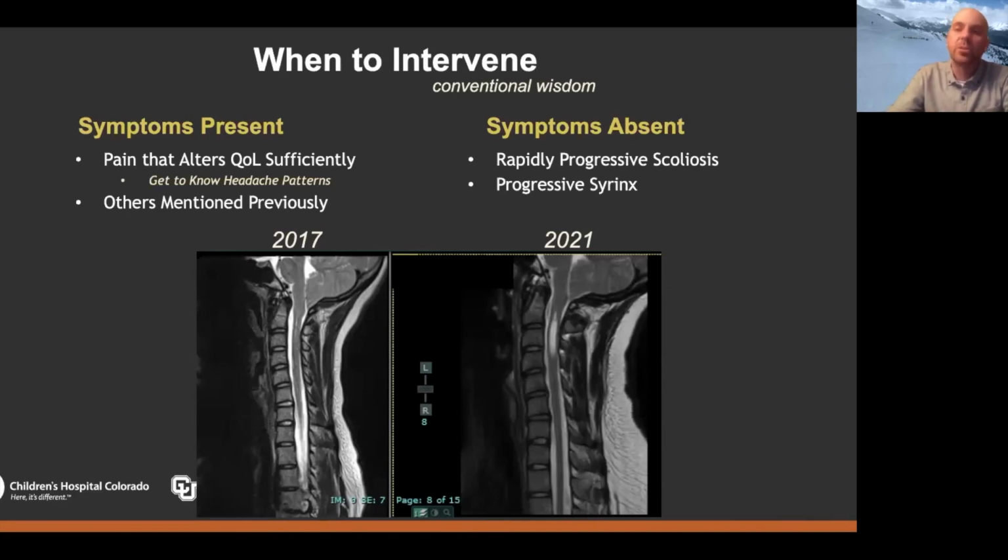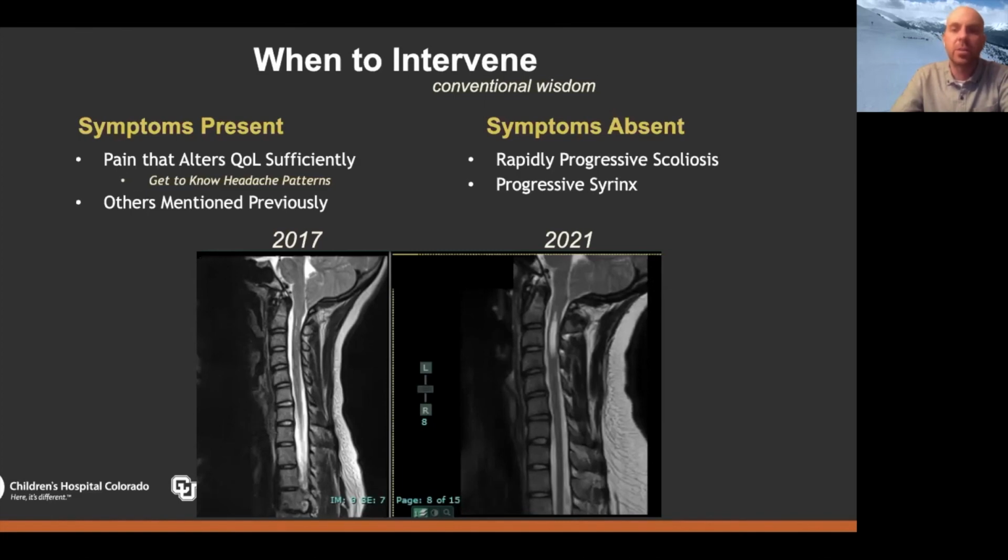Then you have a group of patients who don't have symptoms, and there are still some who benefit from having surgery. So a patient who may have a progressive, albeit asymptomatic, scoliosis, that's somebody where if you potentially intervene appropriately, you can prevent them from having a continuing progressive scoliosis, and you may be able to prevent them from needing to have a spine fusion, for example.